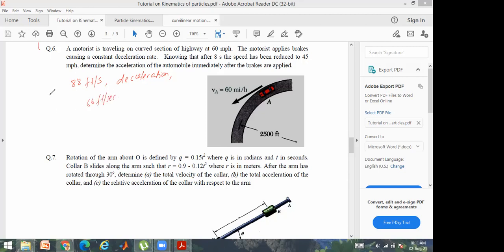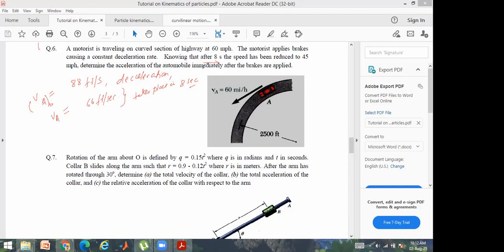So तिम्रो के छ भन्दाखेरिमा you know the initial velocity. Okay, initial velocity is known to you, which is va equals to 88 feet per second. And the final velocity is known, which is equals to 66 feet per second. And this change in velocity from 88 feet per second to 66 feet per second takes place in 8 seconds, which has been given.